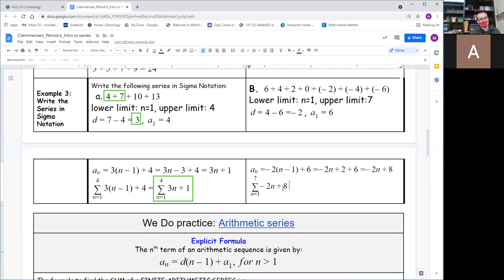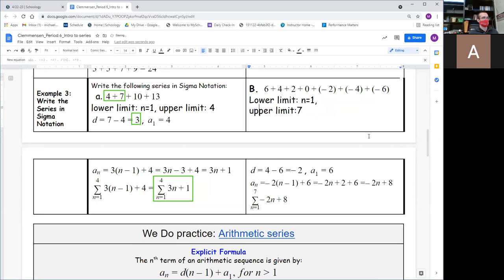So how did I get 7 again? That's a great question. I count up my number of terms. So I have 1 term, 2, 3, 4, 5, 6, 7. My upper limit, I could say, is really just my number of terms.